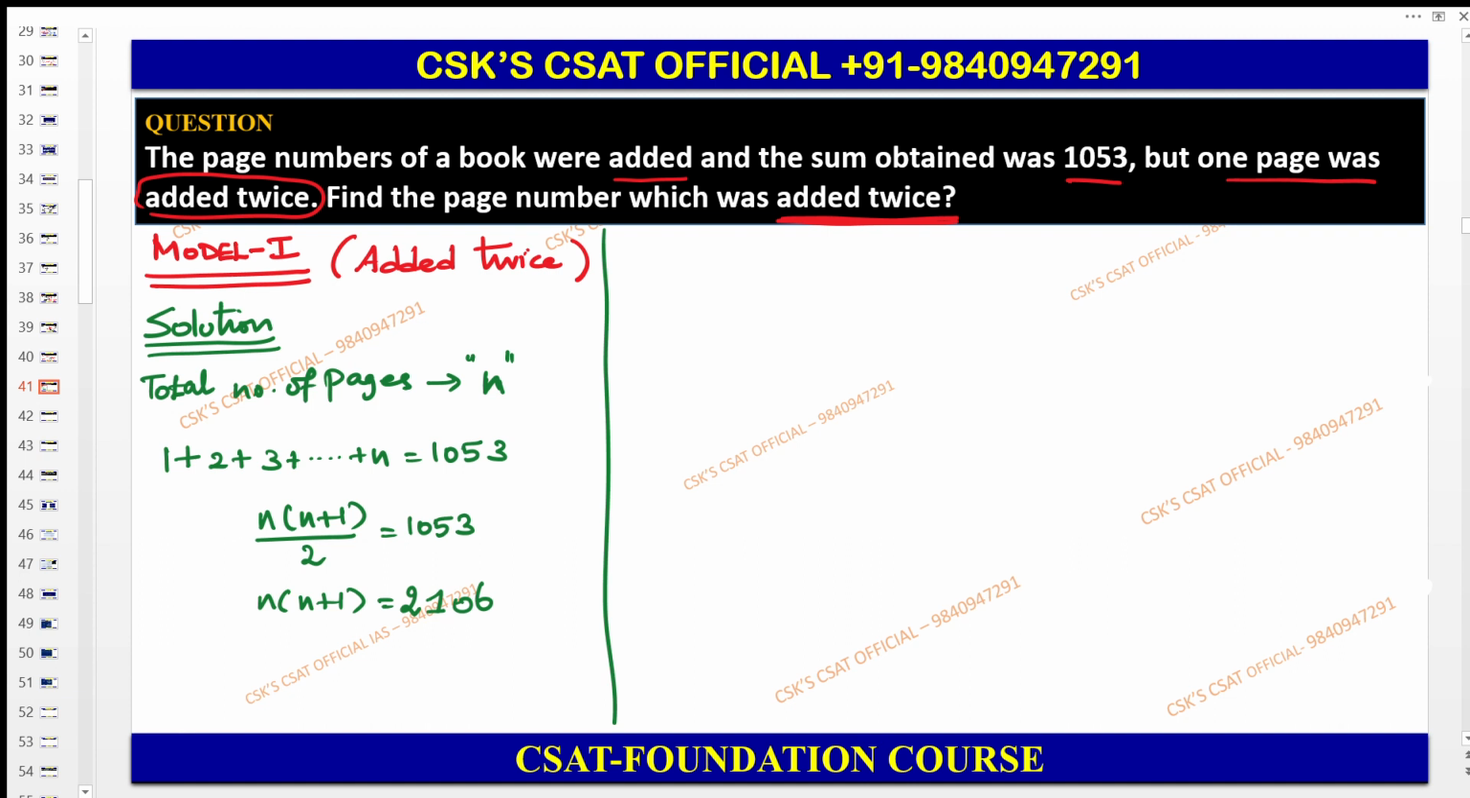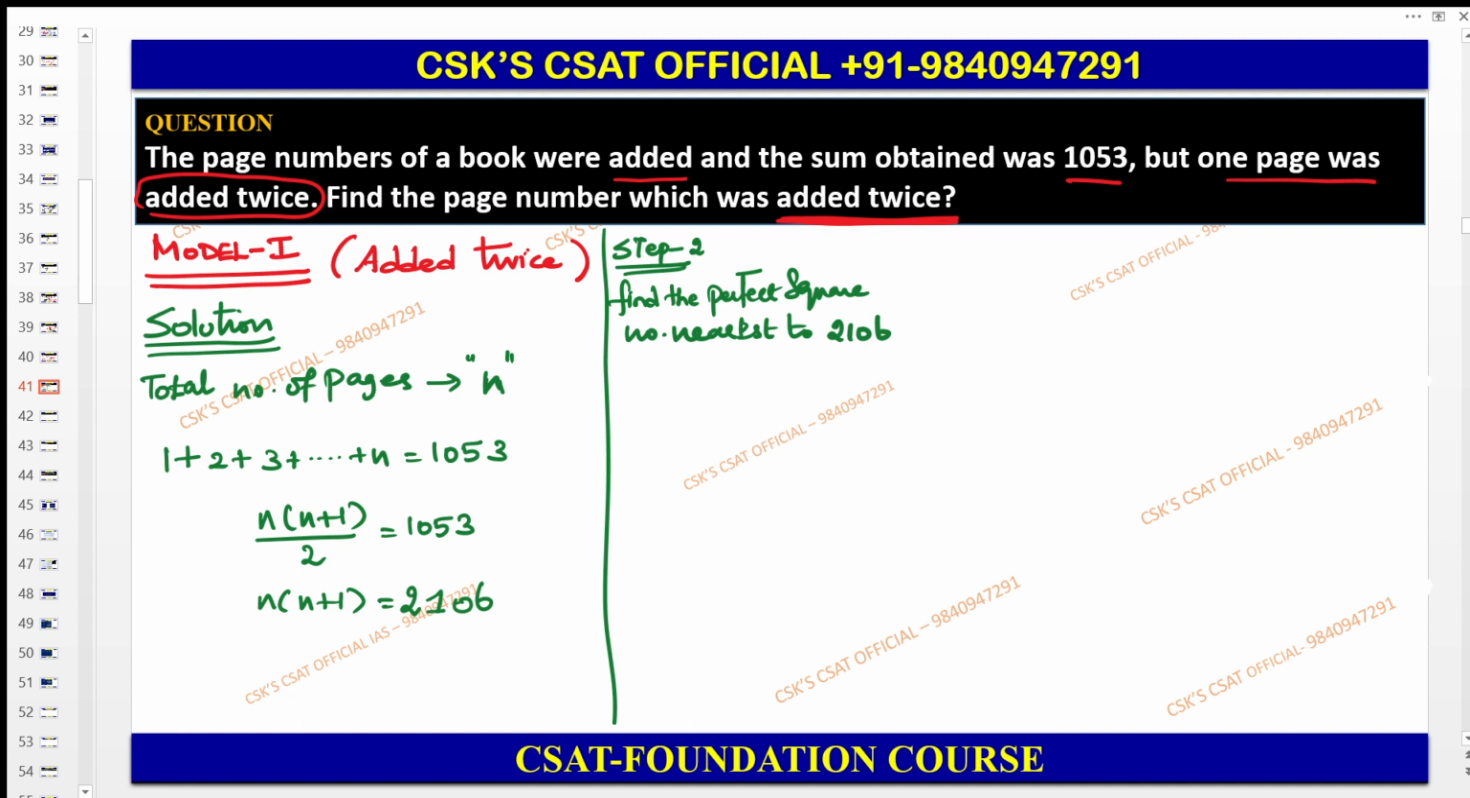What you need to do here, after finding this, to avoid the lengthiest process, is step 2. Step 2 is nothing but finding the perfect square number. So let me write here itself: find the perfect square number nearest to 2106.